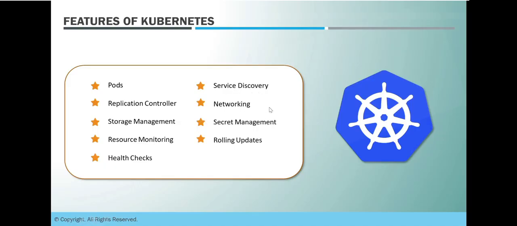Then comes networking, how your pods are going to communicate, how port forwarding, how networking rules, what will be the IPs of every pod, deployments, right? So these kinds of services are managed by the networking feature of Kubernetes. Secret management is one important thing where you want to maintain your credentials hidden from the external users.